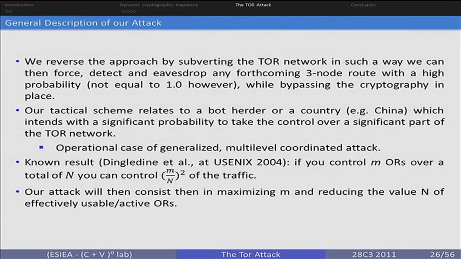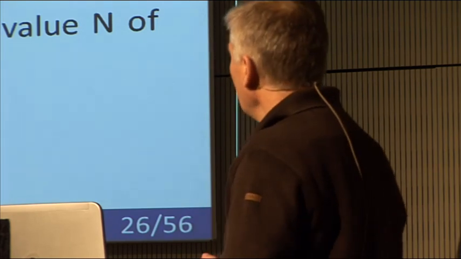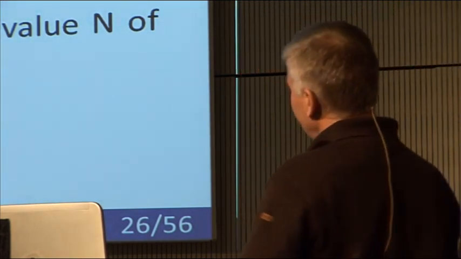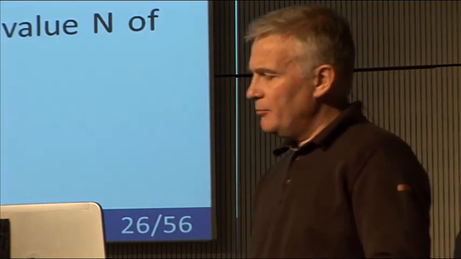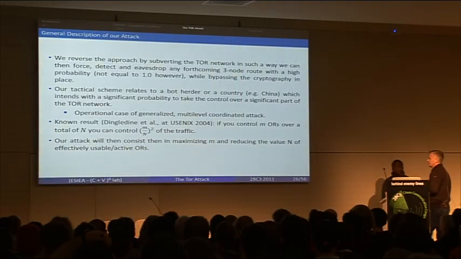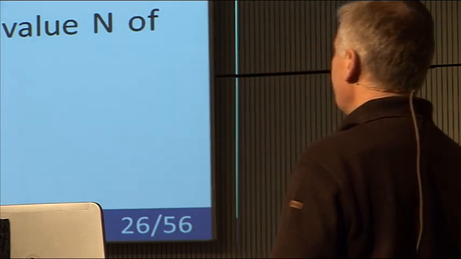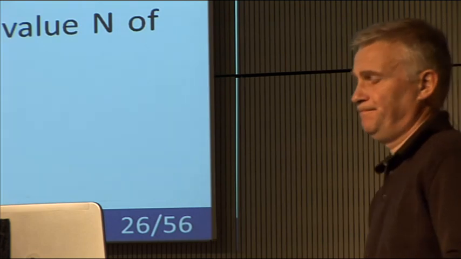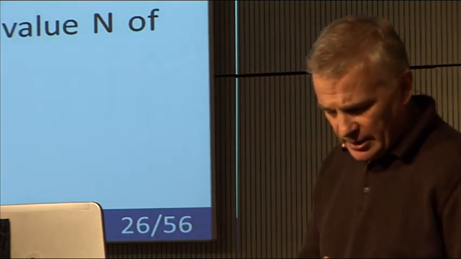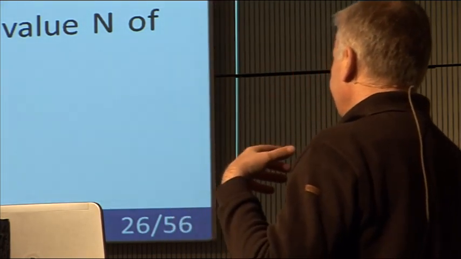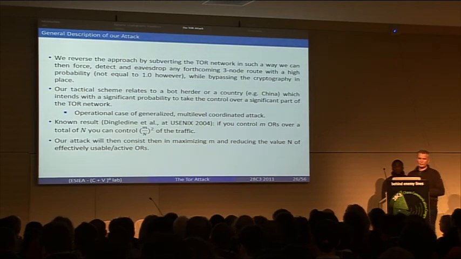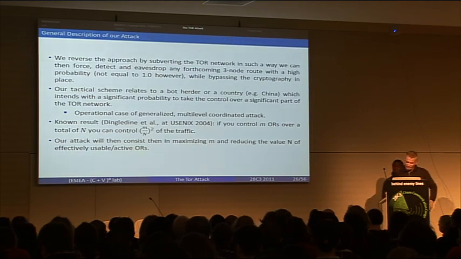So, in fact, from a very general point of view, we just select some weak nodes. The weakness issue may depend on your view. And we try to force the route through those infected nodes. According to Dingledine and some authors, there is a general interesting formula which claims that if you control M onion routers out of a total of N, you can control this percentage of the traffic. So the aim is to increase the value of M and to reduce the value of N. So we will infect M onion routers, and then we will try to decrease the value of N, the number of onion routers you can effectively go through.